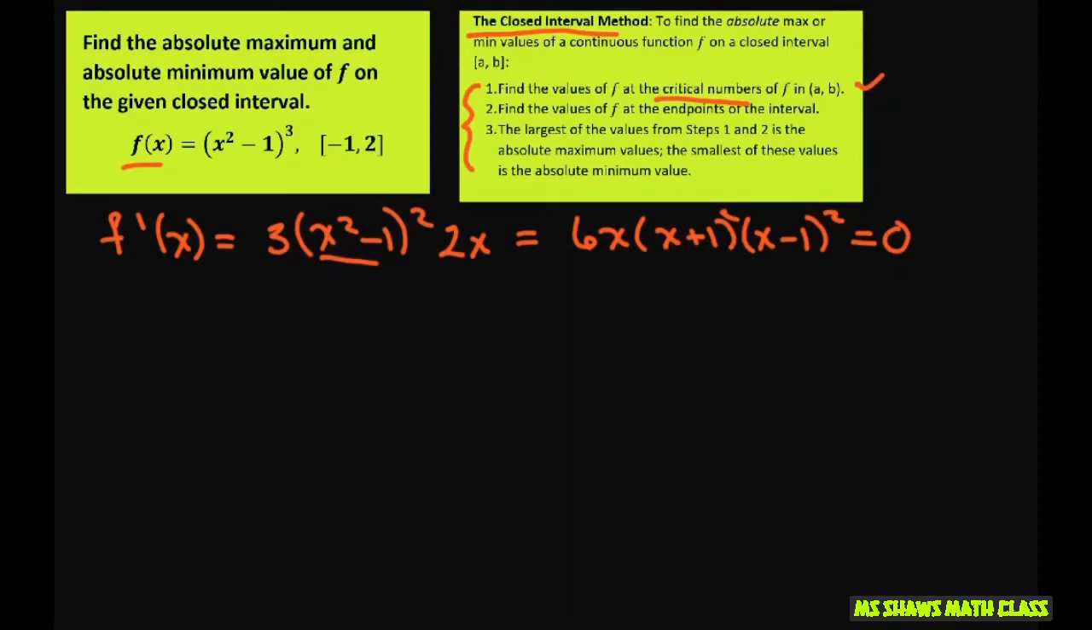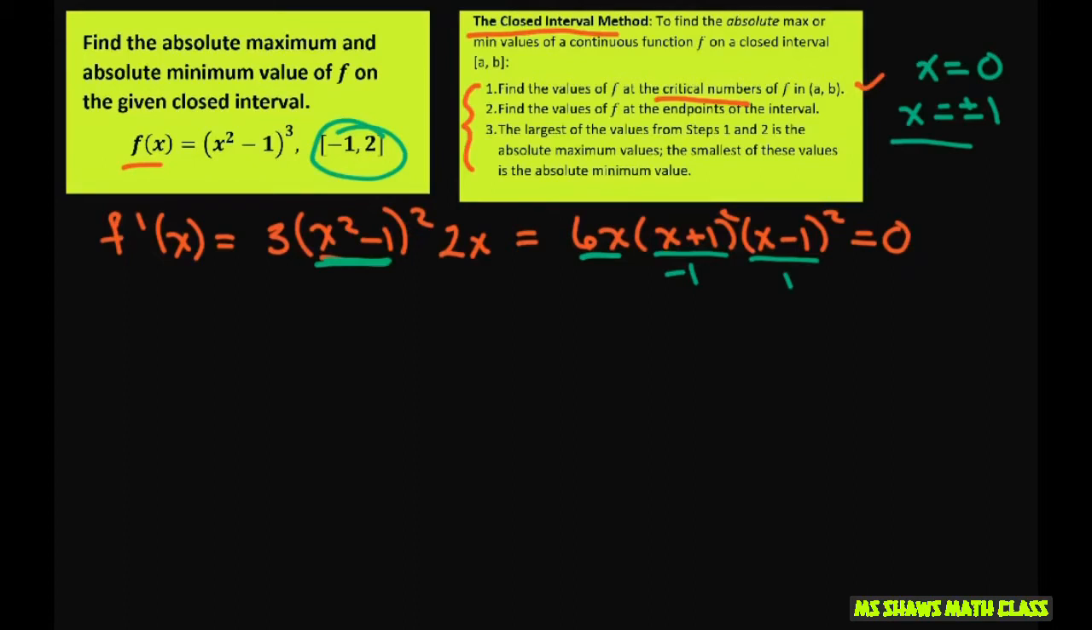If you didn't want to, you could just look at it from the original one and tell what it is. But anyway, for this part, 6x equals 0, so x equals 0. Then here we have -1, and here we have 1, so x equals plus or minus 1. Both of these are in our closed interval. They have to be in the closed interval. So let's check the values for those.